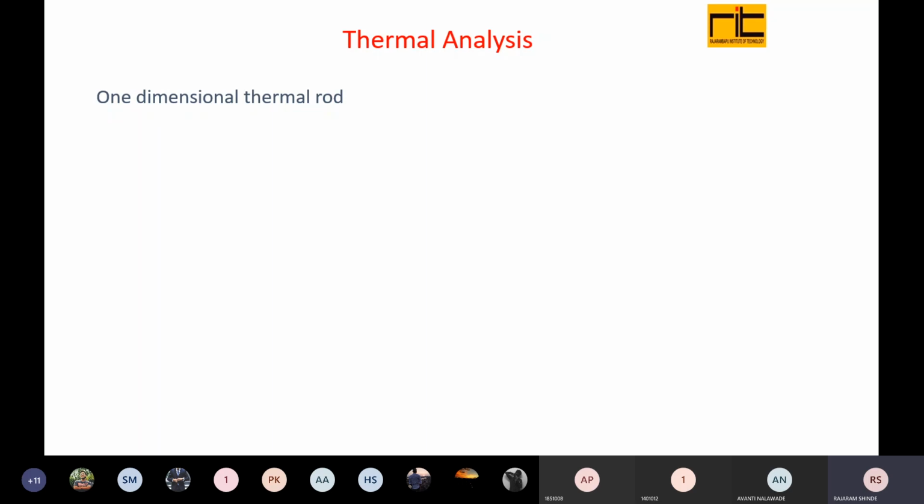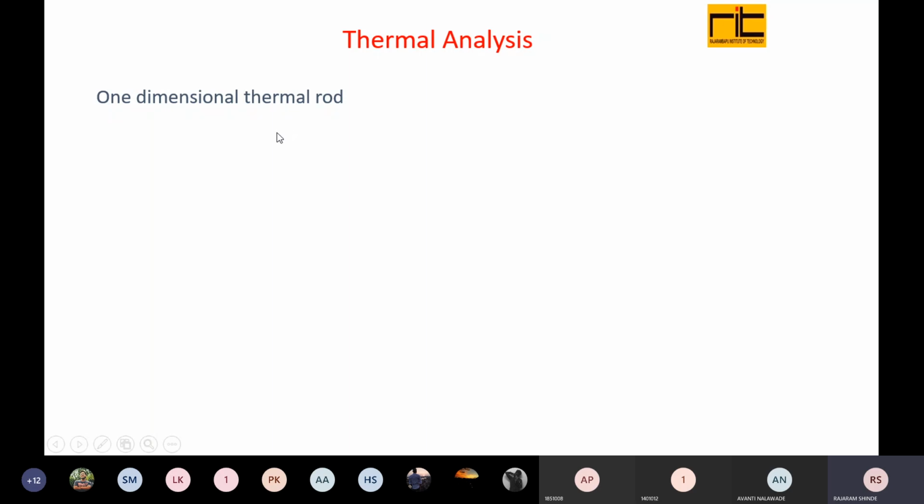In a structural problem, you have the equation K into U is equal to F, that is, stiffness matrix into displacement matrix is equal to force matrix. The same type of equation you will get in thermal analysis. How we can get the same type of equation in thermal analysis, that I will tell you here.